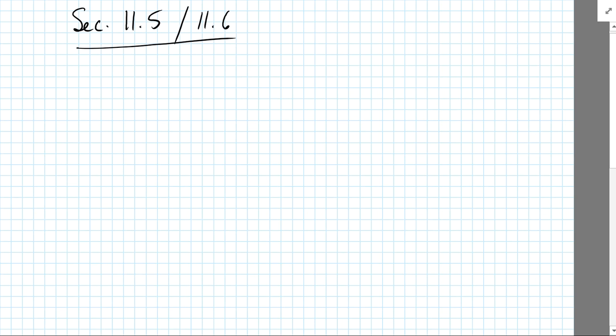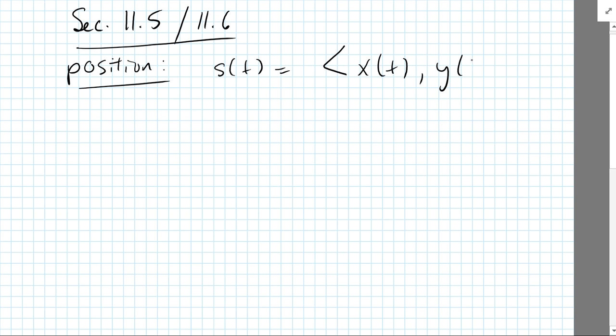Okay, the whole point is, once again, we have position, we have velocity, and we have acceleration. But this time, we have it in 2 dimensions. So our position, we'll still call it S of t, but it is equal to a vector which has an x component with respect to time and a y component with respect to time. So is it parametric like?